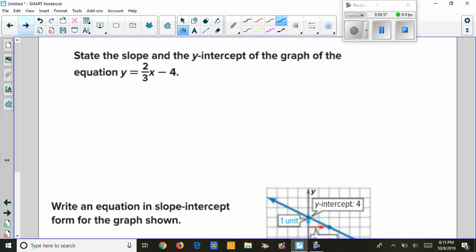Here is an equation in slope-intercept form. We're going to state what the slope is equal to and what the y-intercept is equal to. To help us, let's recall y equals mx plus b, where m is the slope and b is the y-intercept.